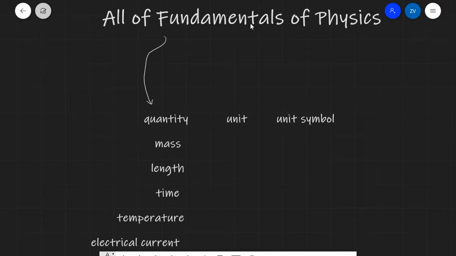Today we're going to be revising the entire module of Fundamentals of Physics. Normally A-level physics courses begin with this module, and in this video we're going to be covering units, experimental uncertainties and errors, and also vectors. Now let's get started by looking at units, quantities, and unit symbols.